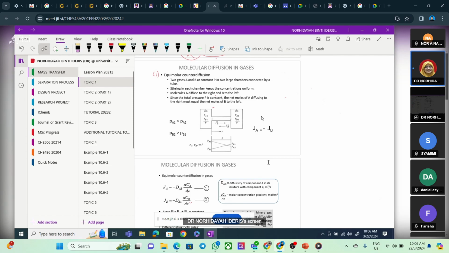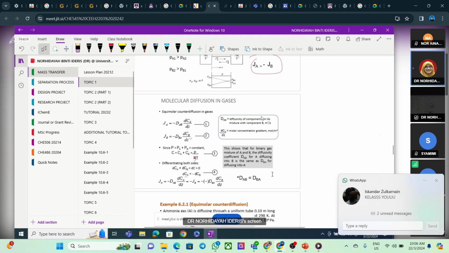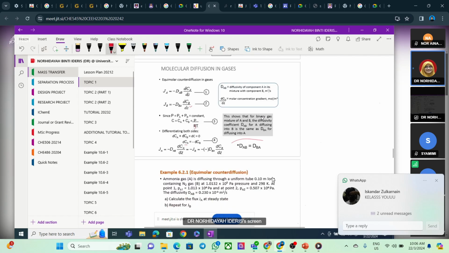Now we go to the molecular diffusion in gases. We talk about the first case, the equimolar counter diffusion. Equimolar counter diffusion is a very easy case where you imagine that you have 2 large chambers connected by a tube, and inside that you have 2 different types of gas that we label as gas A and gas B. In the concept of the equimolar counter diffusion, GA is equal to negative GB. And then we need to prove that DAB is equal to DBA.